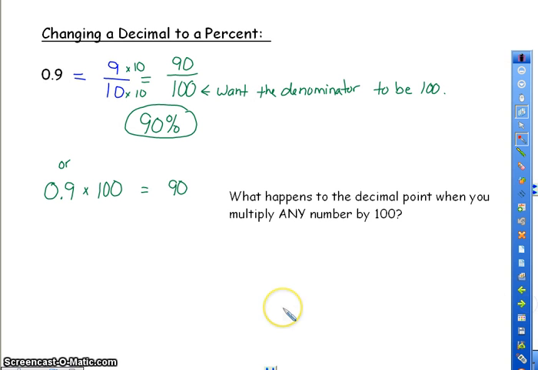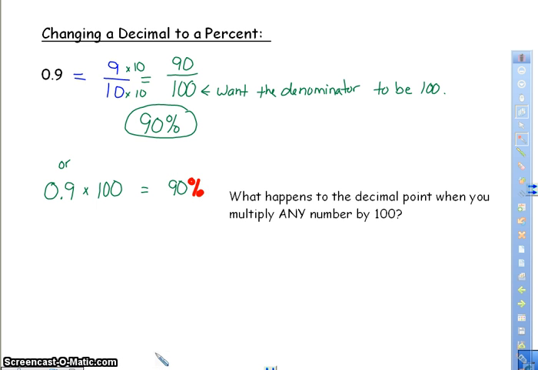Then, changing a decimal to a percent, we change our decimal to a fraction, 9/10. Well, we want it to be out of 100. So 9/10 is 90 hundredths, which is 90%. Or another way to think of it, you're taking 9/10 and multiplying it by 100 to get 90, and then adding our percent sign onto it.